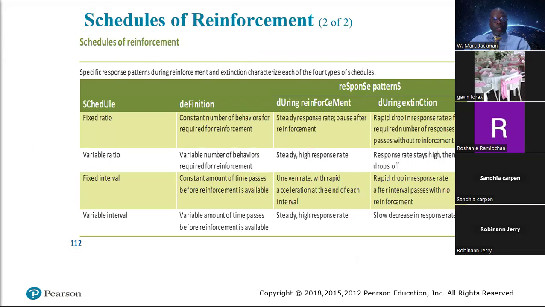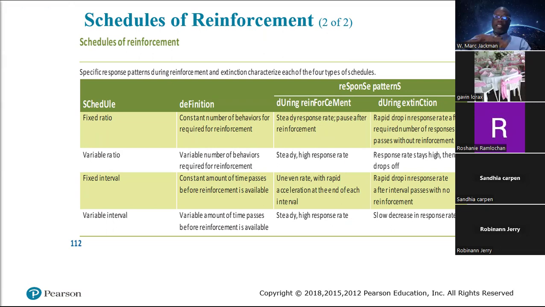So you have a fixed schedule. This one is a constant number of behaviors required for the reinforcement. The response pattern is a steady response rate, with a pause after reinforcement. So with a fixed ratio, you say, every time you do two subjects, you'll get a 5 minute game break or a 5 minute break to chat with your friends. So they're looking forward to this 5 minute break after they complete two subjects, or it can be three subjects. It's a fixed ratio, it comes in every time, right?